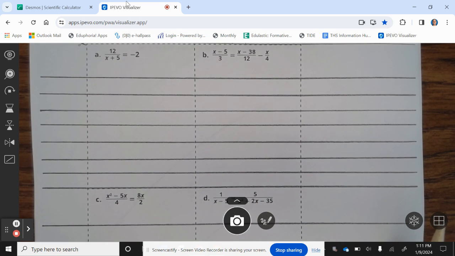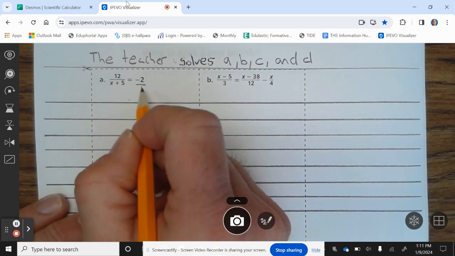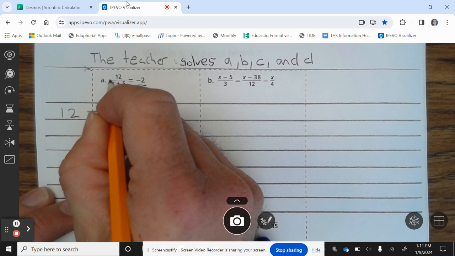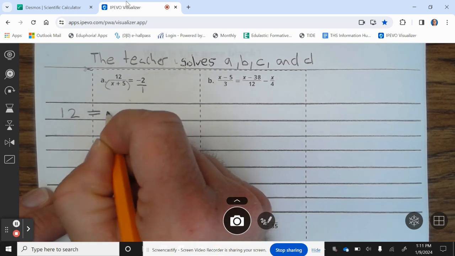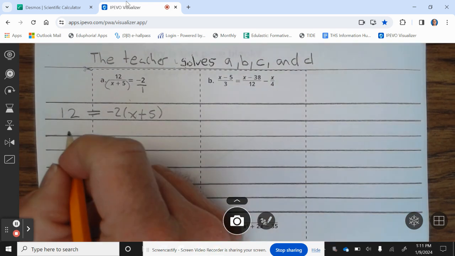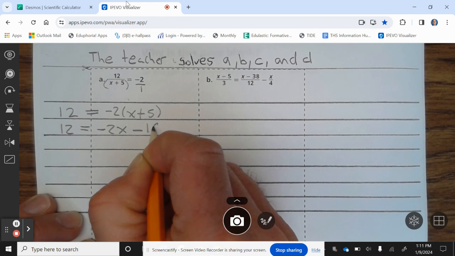Okay, so for A, we're going to cross multiply. So 12 times 1 is 12 equals, let's go ahead and put that in parentheses, negative 2 times x plus 5 is negative 2 times x plus 5. So then we get 12 equals negative 2x minus 10.